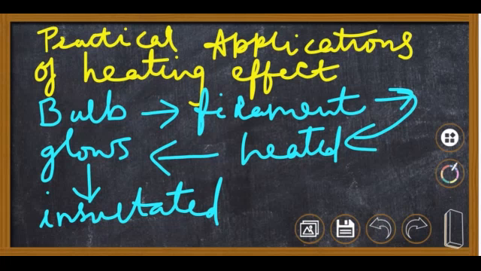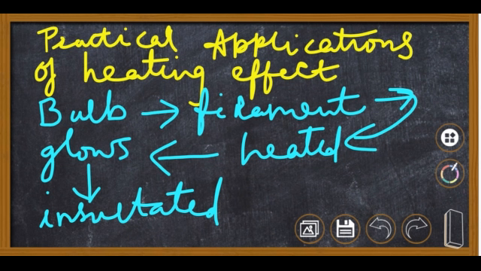Now we will see some practical applications of the heating effect of electric current. Not every piece of equipment or electrical circuit wants heating. In some equipment, heating is desired. For example, iron, the heating rods for heating water, ovens, electric oven, electric kettle, electric toaster. These work because they get heated. So here the heating effect of the electric current is desired.